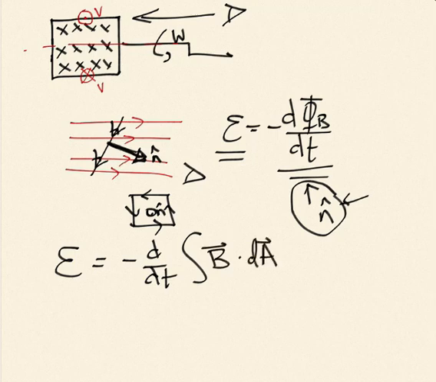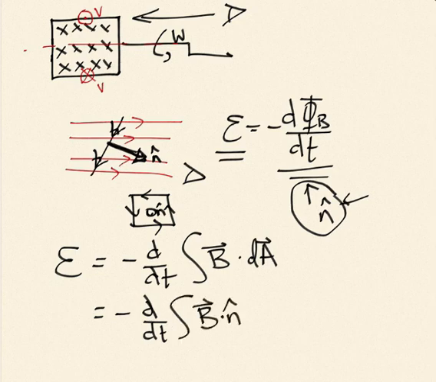I can rewrite this. B is constant, so it doesn't vary in space, so I can write this as B dot n. This I can do even if it's not constant. But I can pull out the kernel of the integral because that's constant. B is constant, n hat is constant in space. Now it's not constant in time.